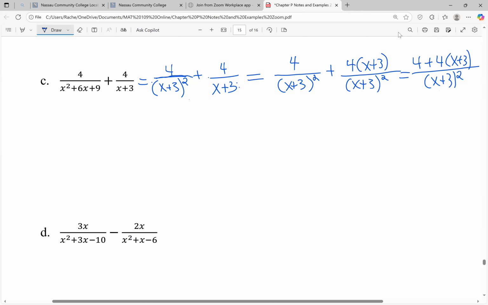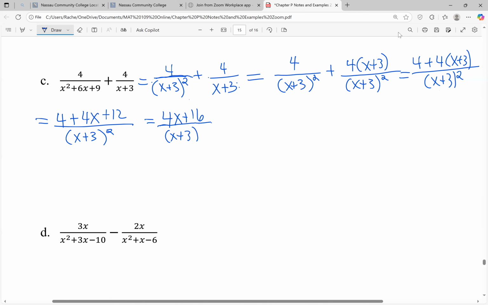We can distribute and combine like terms in the numerator. So let's continue down here. So we're going to have 4 plus 4x plus 12 divided by x plus 3 squared. Combine like terms, 4 plus 12 is 16. So we're going to get 16 plus 4x. Or normally we would write the x term first, so I'm just going to write the 4x first. So 4x plus 16, same thing, divided by x plus 3 squared.